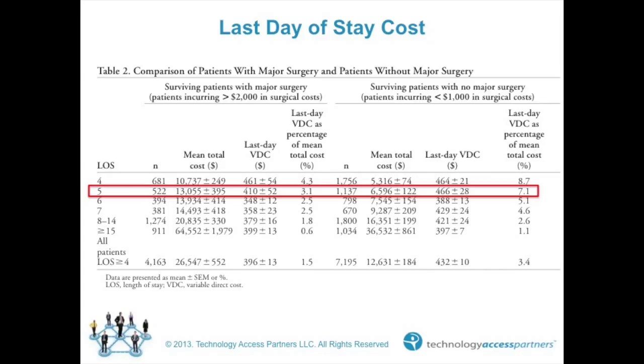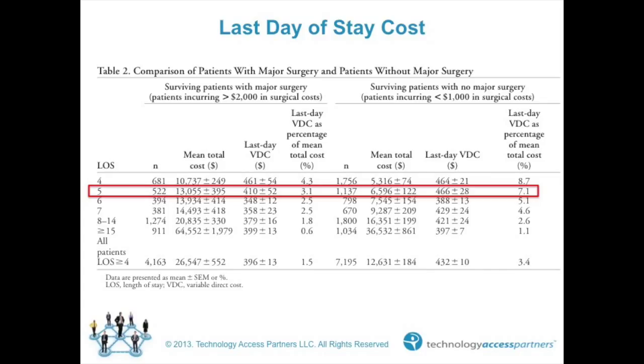So in this study, they took a look at a 5-day length of stay, for example, and this was across 522 trauma patients. And they took a look at patients that had major surgery, and they considered that greater than $2,000 in surgical costs. And they said the last day variable direct cost as a percentage of the total mean or average cost was 3.1%. So if you think about that example where we looked at the average per diem cost being spread evenly across all 5 days, that assumes that 20% of the cost is occurring in the 5th day, and that's how much is being saved when 20% of the length of stay is reduced.